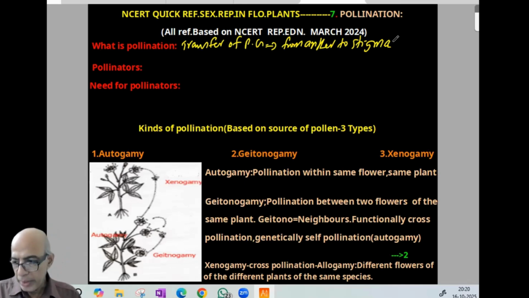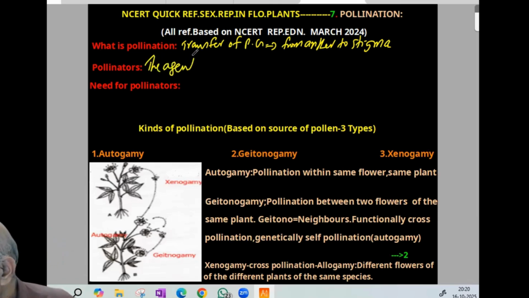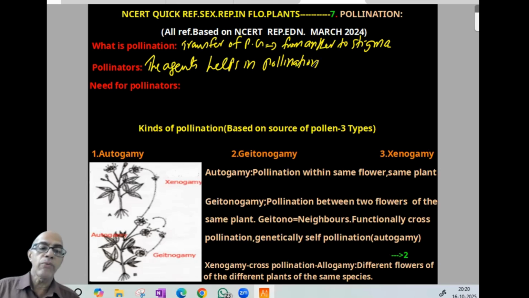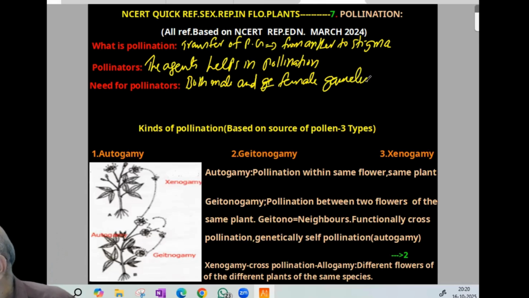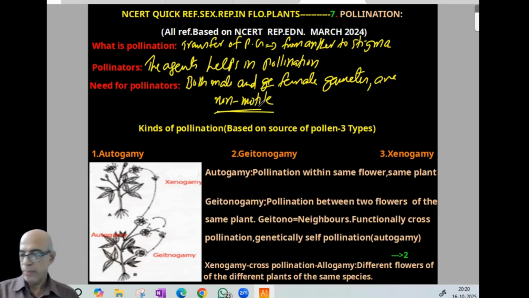And what is meant by pollinators? Pollinators means agents which help in pollination. And what is the need for pollinators? In angiosperms, both male and female gametes are non-motile. That is why pollinators become important in angiosperms. I think up to that it is clear.